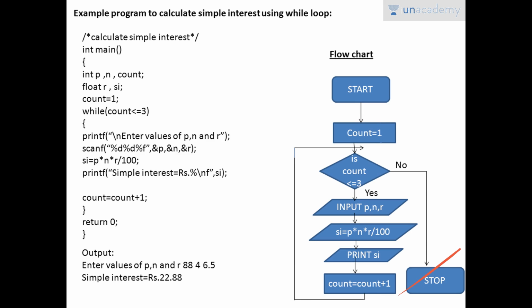The same thing is repeated here in programming. Here is the initialization that takes place, all these 3 lines. Here is the while condition: while count is less than or equal to 3, all these statements will be executed. We print p and r, we calculate simple interest and print simple interest, and then increment the count value. This is the expected output that we usually get.